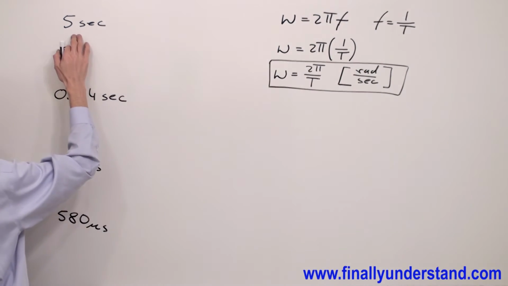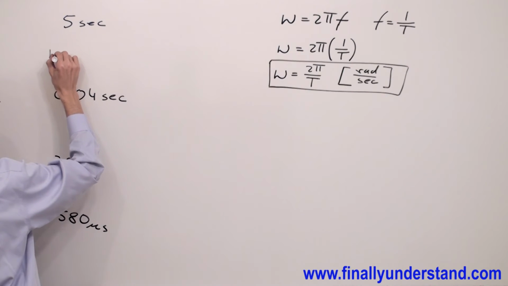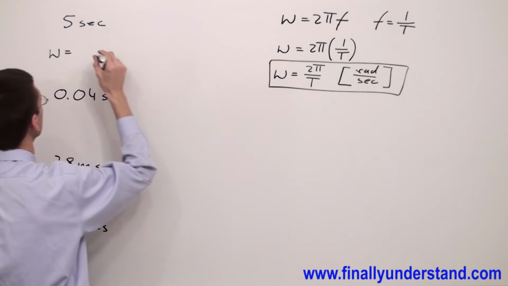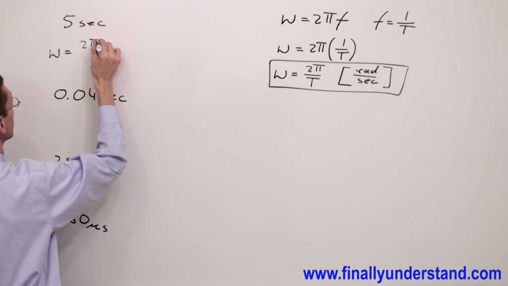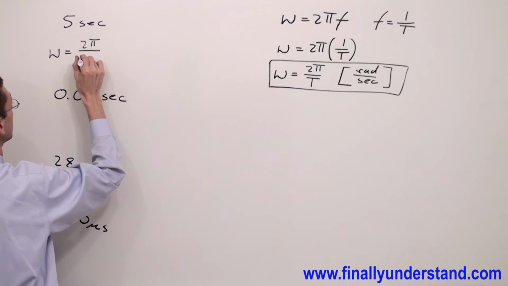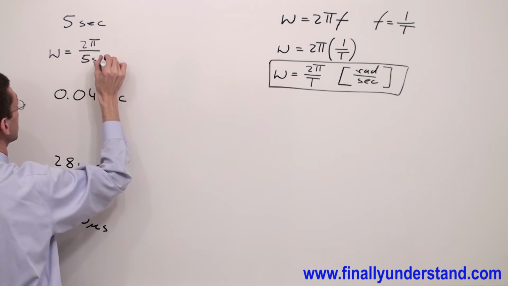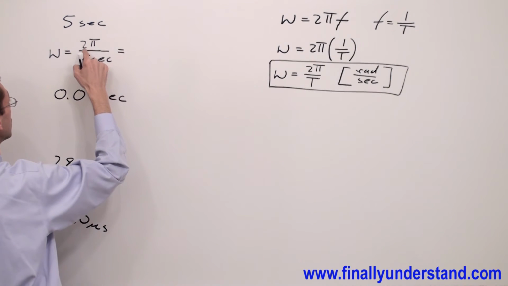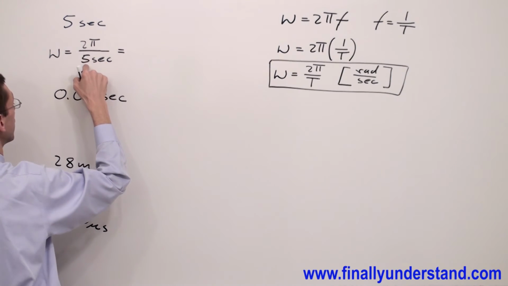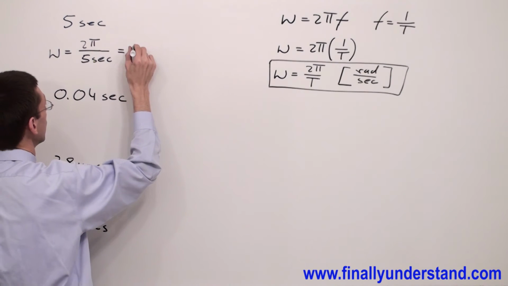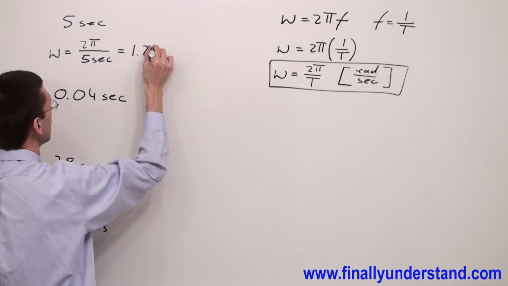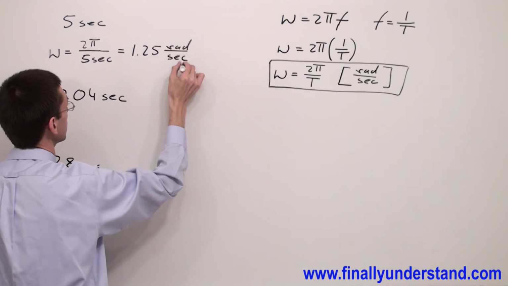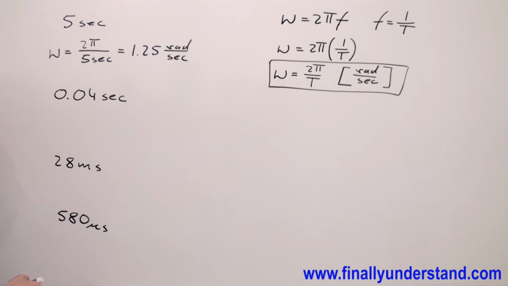I have given period 5 seconds. My formula is omega equals 2 pi over period, 2 pi divided by 5 seconds. How are you supposed to enter this into the calculator? Simply type 2 pi divided by 5. This is equal to 1.26 radians per second. This is the solution to my problem.